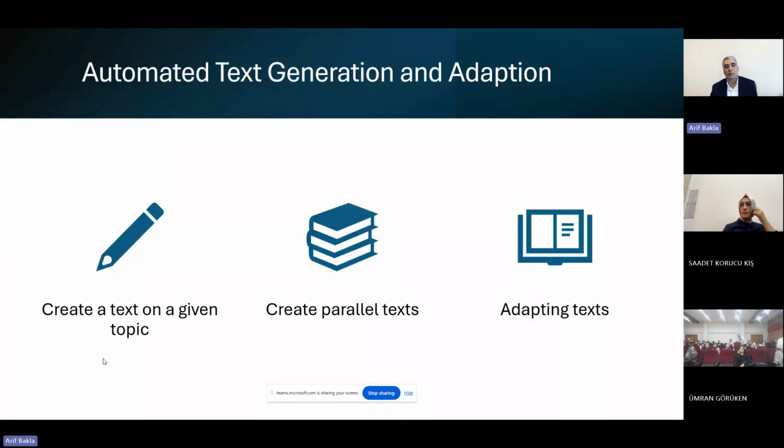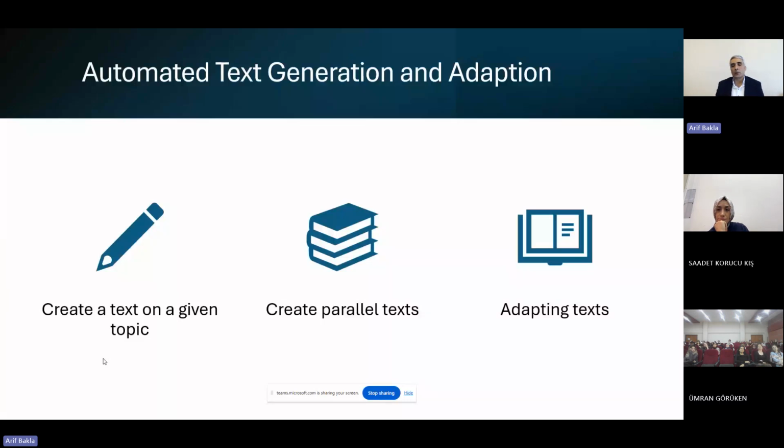And you can create parallel texts. A particularly important thing for me in the language classroom is providing learners enough input by using similar texts. If you use similar texts, parallel texts, learners will be exposed to all those vocabulary items, and the frequency of the words will increase. You will obviously teach them. You will be able to teach them to your students, and you can adapt texts.